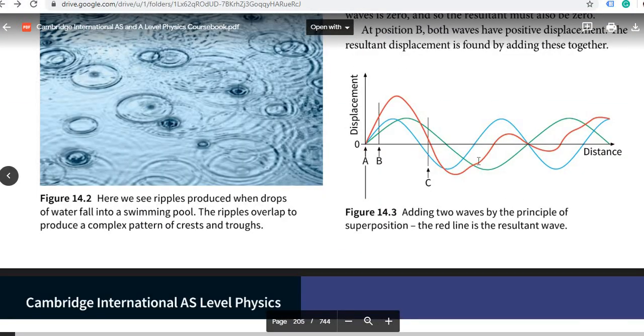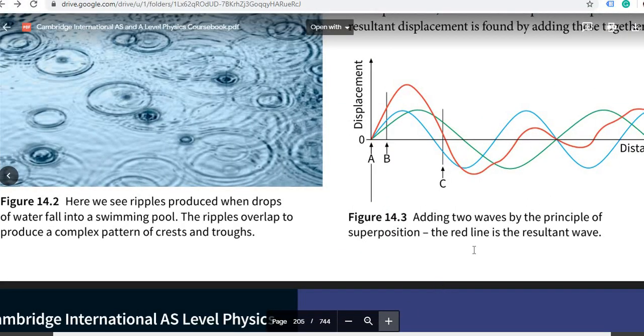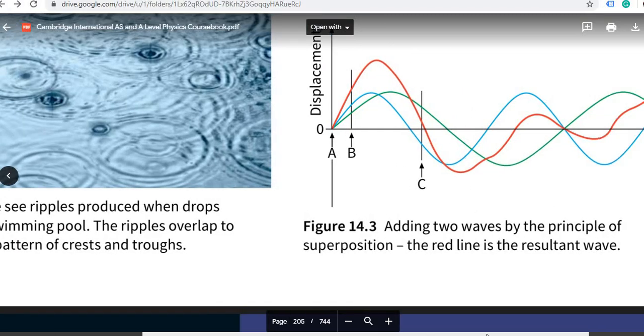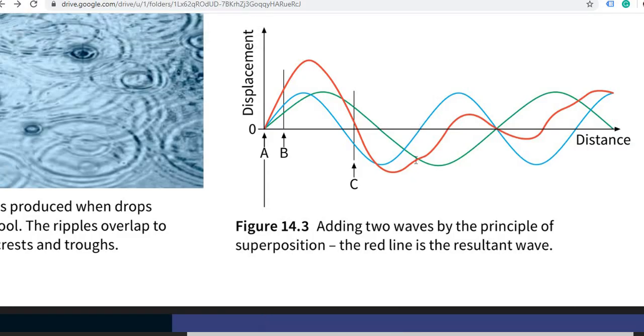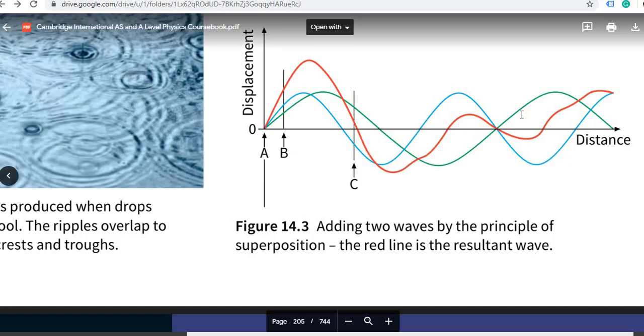Okay, we'll go through another example using the same diagram. If you look at this point here, for the blue wave it's 0, right? For the green wave maybe it's like plus minus 7 or something. So it's 0 plus minus 7, which is again minus 7. So the resultant wave here will have a displacement of minus 7. Now here both are 0, so the resultant wave also will have 0 displacement. So like that you should be able to understand it.